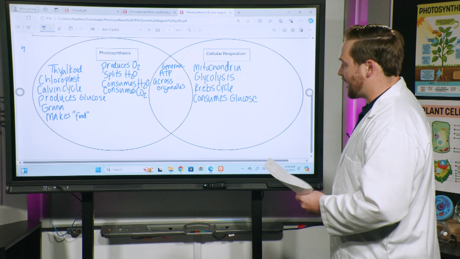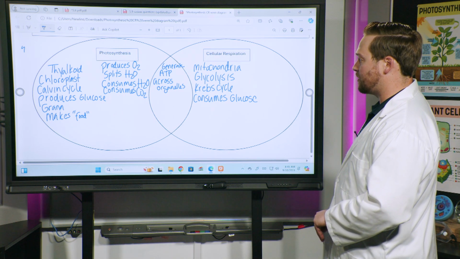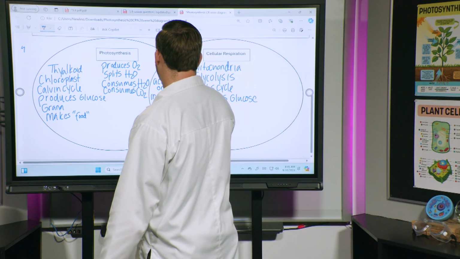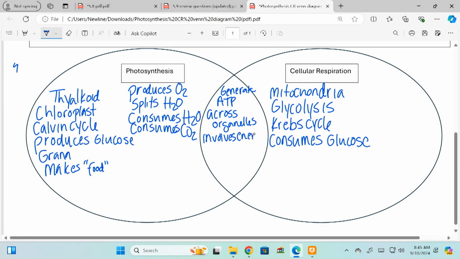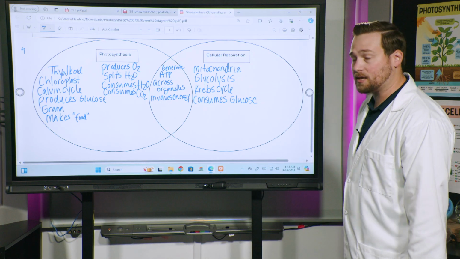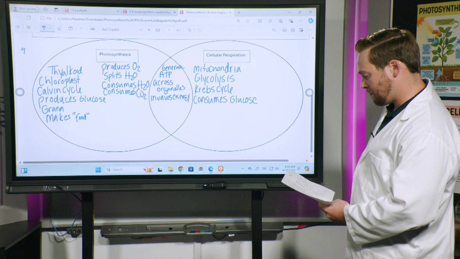All right, this next one says involves energy. Which one involves energy? I think both, right? We're either making energy or using it to do something or storing it. So they both involve energy, okay?